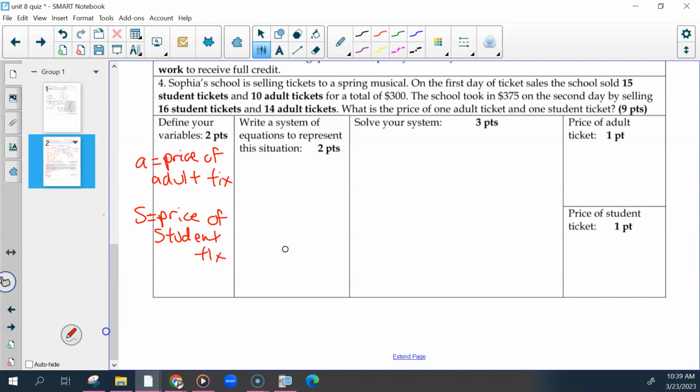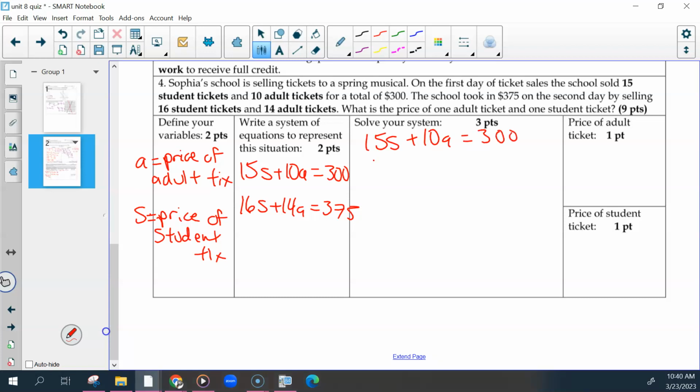Most of you got your two equations. 15s plus 10a equals 300, and 16s plus 14a equals 375. And setting up both of those were each worth 1 point. Then you had a choice on how you wanted to solve it, by substitution, by elimination. How do we want to solve this? By substitution or by elimination?